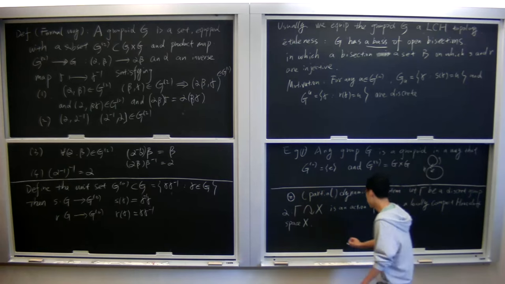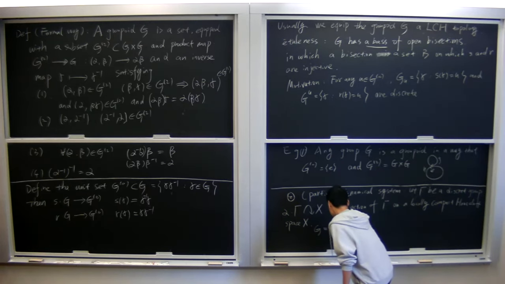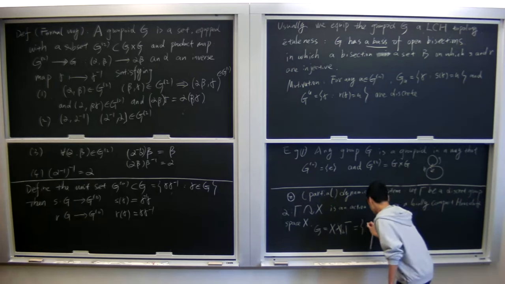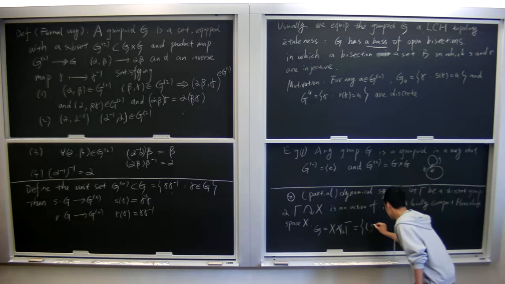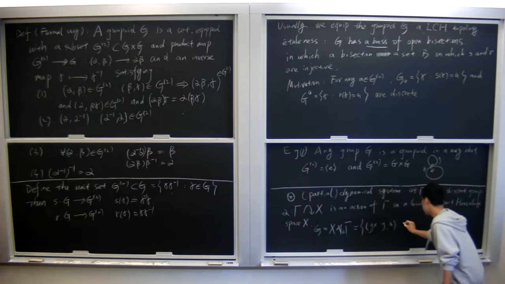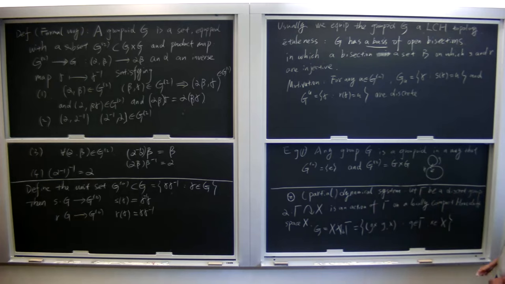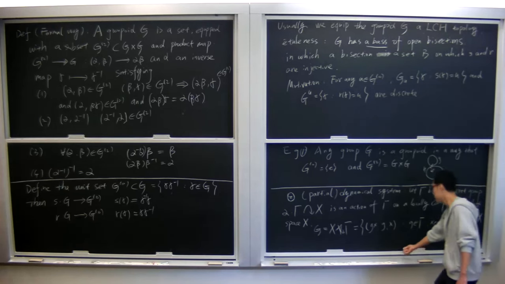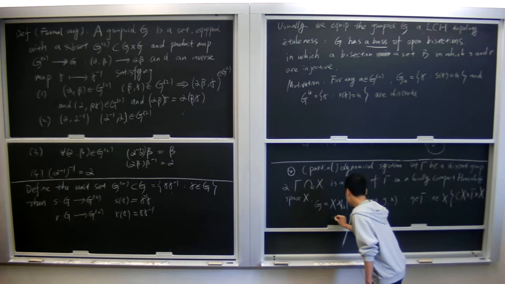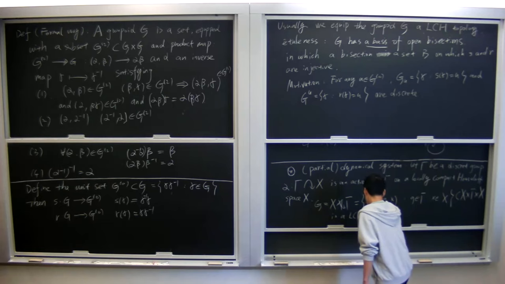X. So your groupoid is usually written as a crossed product. You have the triple, X, G, then X, where your G comes from gamma and your X comes from X, equipped with the relative product topology. So this is a subset of X times gamma times X. In this setting, because your gamma is discrete and your X is locally compact Hausdorff, this groupoid is a locally compact Hausdorff étale groupoid.